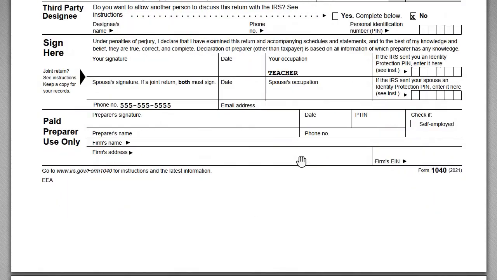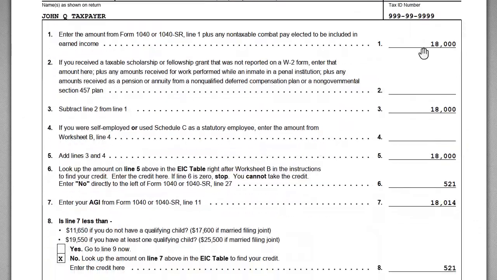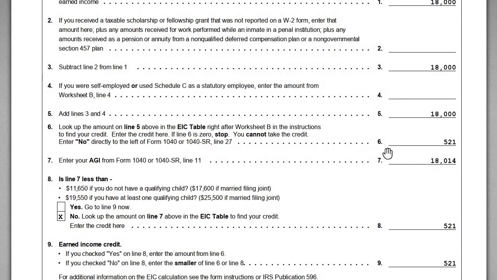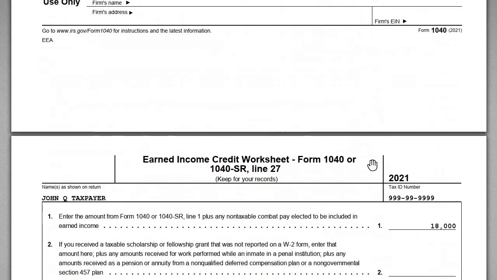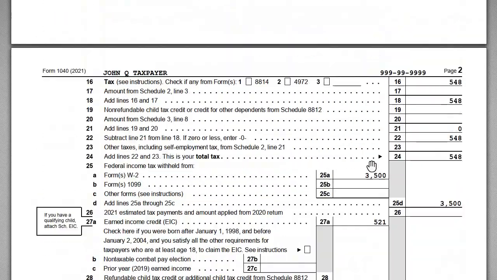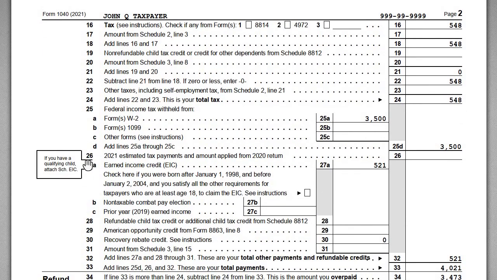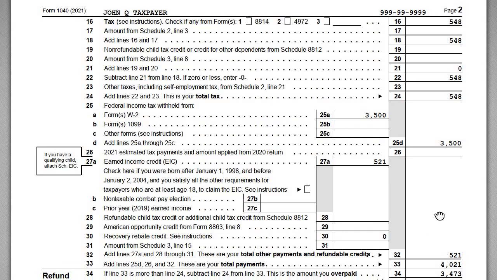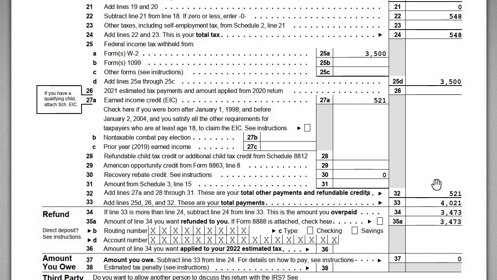So if we look at the EIC worksheet, we have his earned income here of $18K, and then when we reference the EIC tables, based on that amount of earned income, the amount of earned income tax credit he's going to get for the year is $521. Okay, so the $521 is then reported on page 2 of the 1040, right up here on line 27a. So that's his federal EIC amount, which he claims for federal tax purposes.